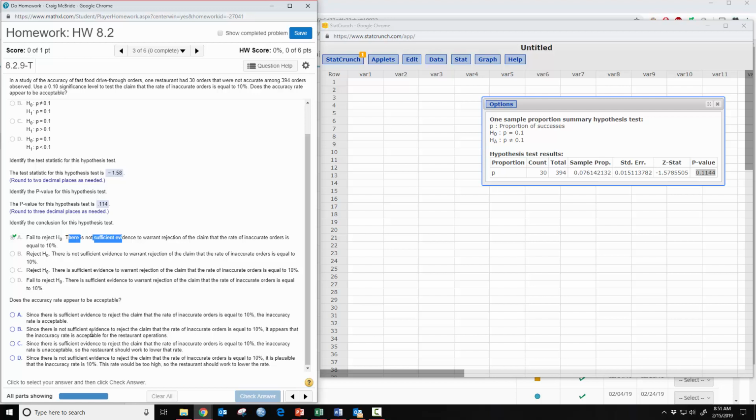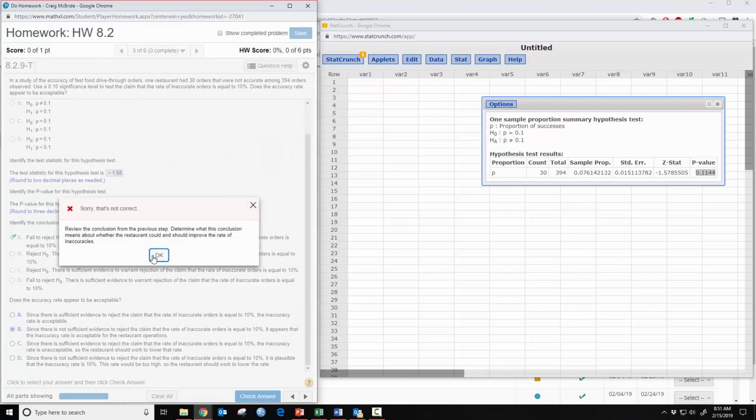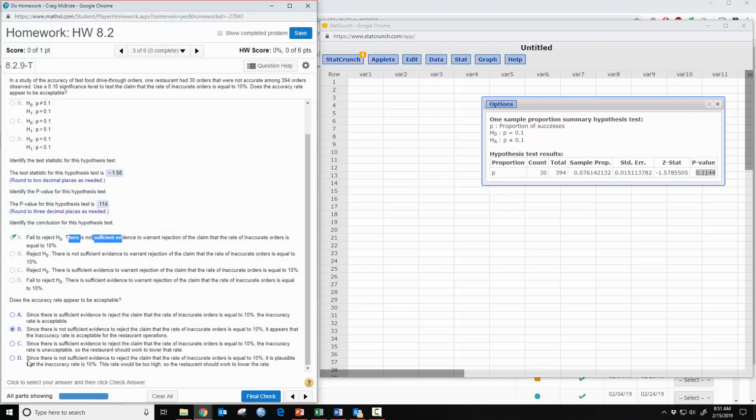to reject the claim, blah, blah, blah, it appears that the inaccuracy rate is acceptable for the restaurant operations. Yeah. Okay, what? I must not have read that right. Since there is not sufficient evidence to claim that the rate of inaccurate orders is equal to 10, oh, it is plausible that the inaccuracy rate is 10%. Right, yeah, there we go. All right, so read slower.